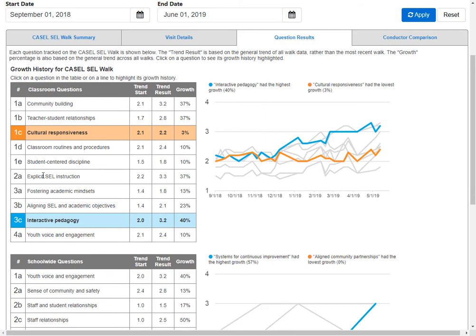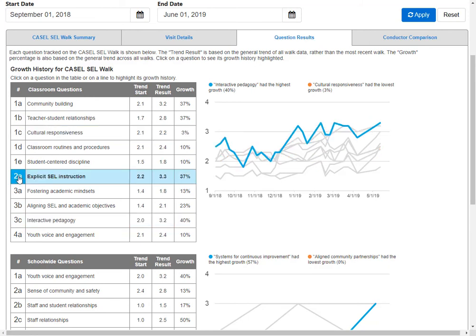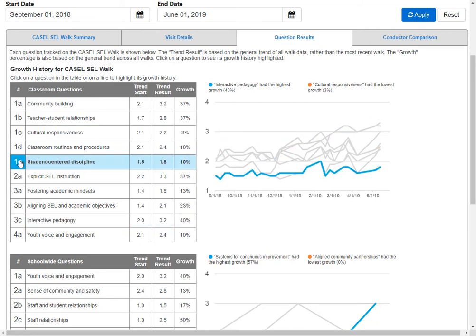The CASEL SEL Walk and LSI Trend Tracker will allow you to easily monitor implementation of SEL strategies in your school and district. This system will help identify what is working, where growth is needed, and what to work on to achieve desired growth for your social and emotional learning goals.